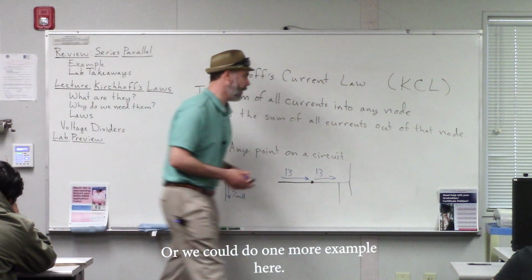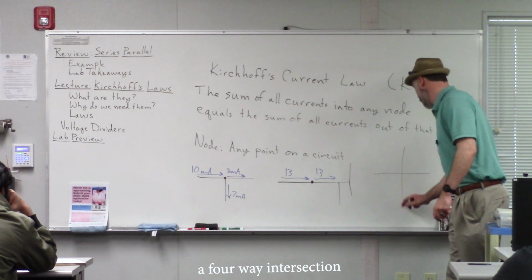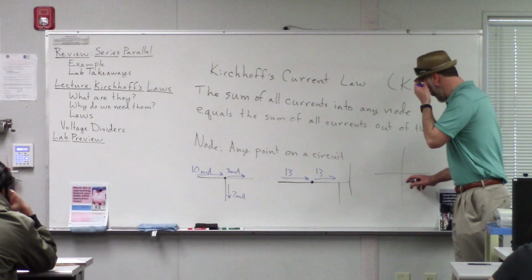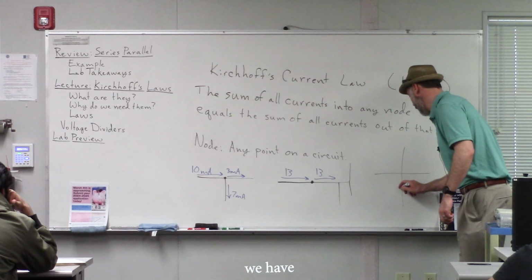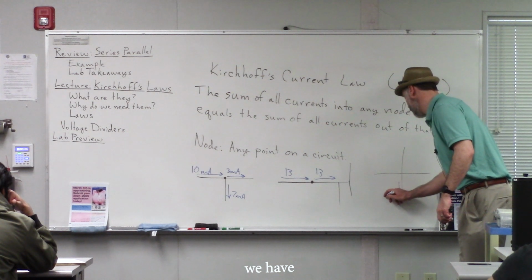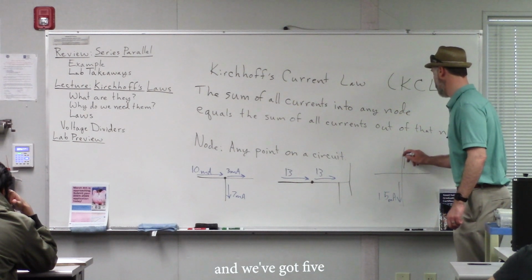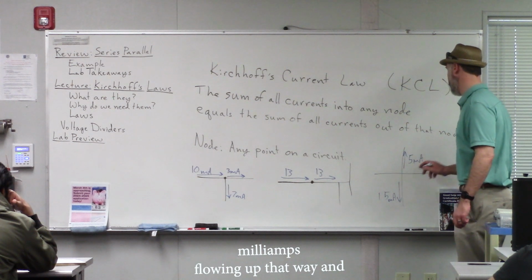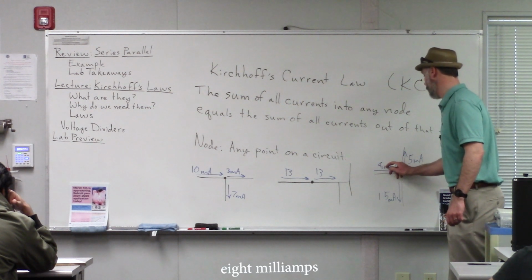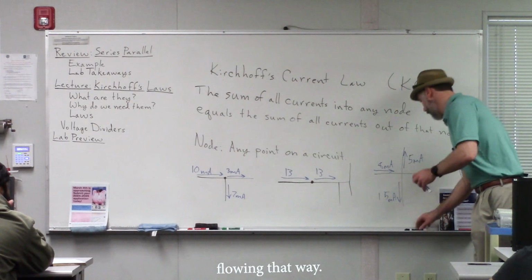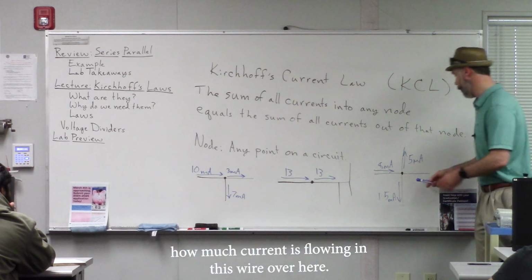Or we could do one more example here. Let's say we've got a four-way intersection, and we know we have 15 milliamps flowing down that way, and we've got 5 milliamps flowing up that way, and we've got 8 milliamps flowing that way. And we want to figure out how much current is flowing in this wire over here, okay?